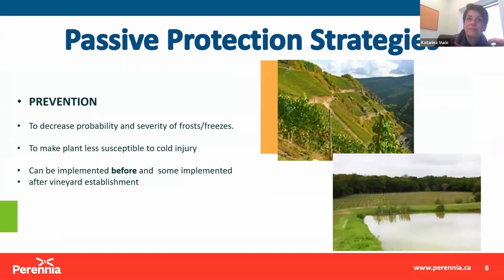Okay. So passive protection strategies. I've put a couple of pictures here. The slope on this vineyard is quite dramatic. So obviously we won't be seeing this in Nova Scotia. However, I've put it up just so that we can get an idea of what we're talking about. So now that we understand the different types of frost events, how do we respond to them?